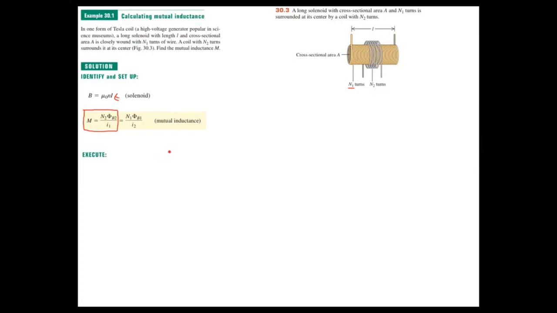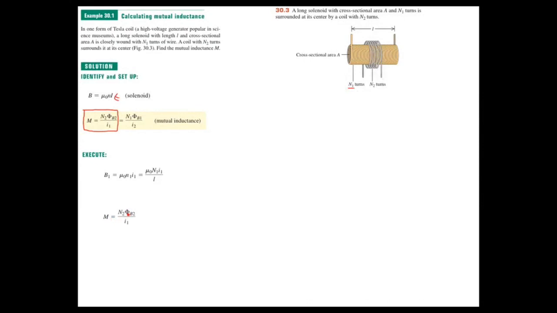So our perspective now is we're going to drive a current I1 through the solenoid. It's going to produce an internal magnetic field given by this value, which in turn produces a magnetic flux through the outer solenoid. The magnetic field that's produced is given by this expression, where we're going to replace lowercase n1 by the total number of turns divided by the length of that solenoid.